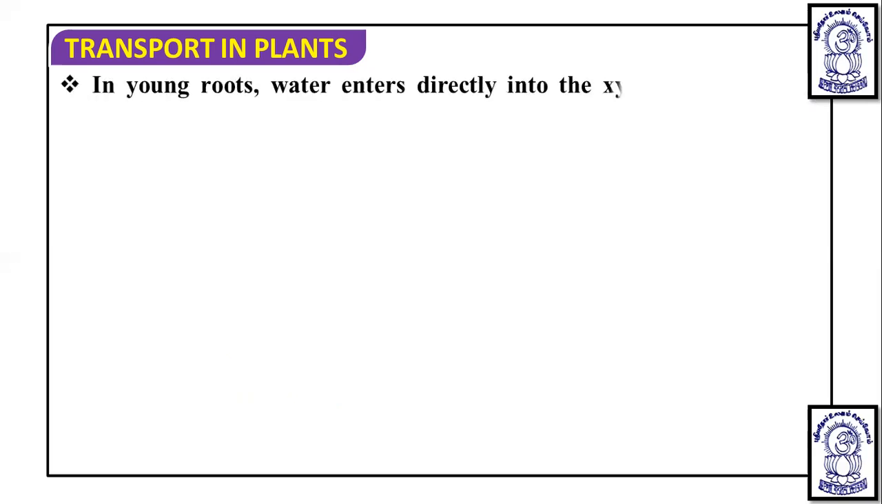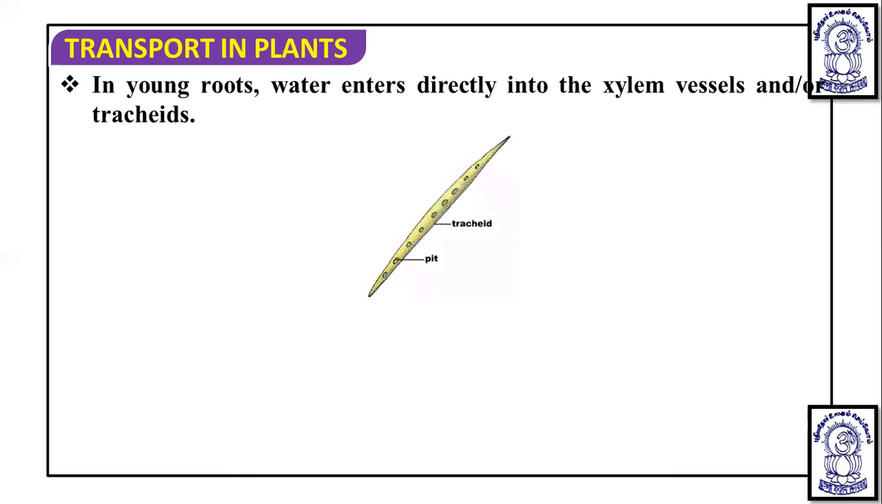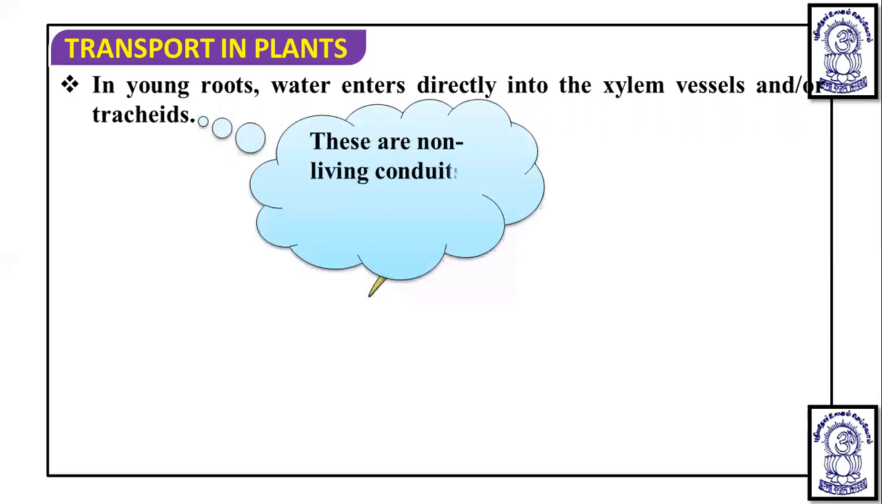In young root, some important facts are that it is observed that water enters directly into the xylem vessel or tracheids. Okay, and we know that these tracheids and vessels are non-living conduits or non-living elements, so they are parts of the apoplast. So this will be considered as a part of apoplast.